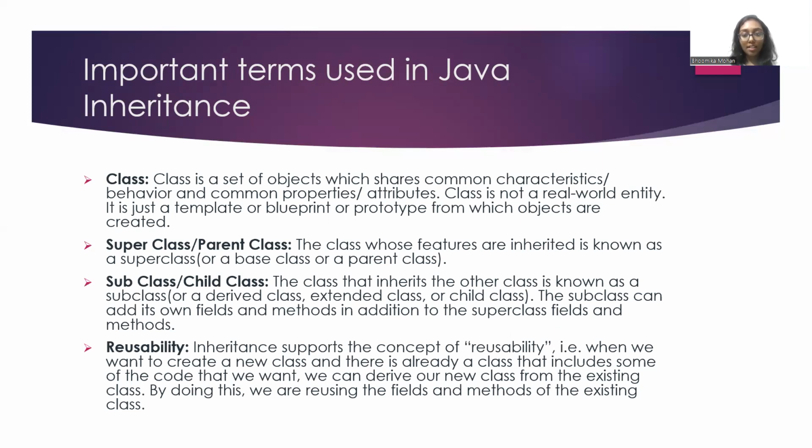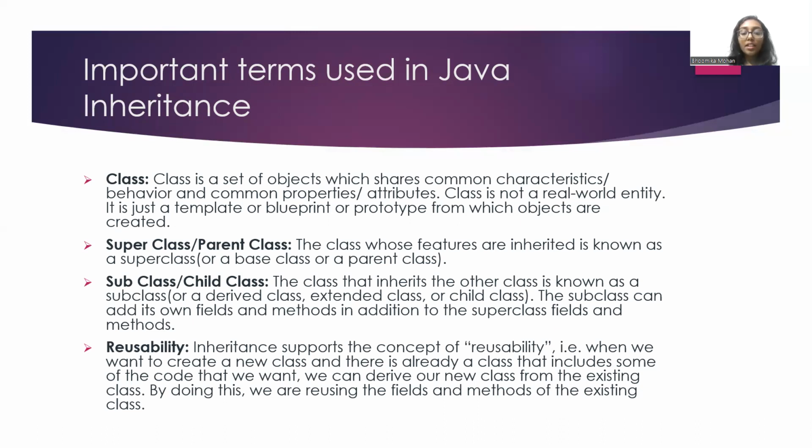Superclass or parent class. The class whose features are inherited is known as a superclass or a base class or a parent class. Subclass or child class. The class that inherits the other class is known as a subclass or a derived class, extended class, or it is also called a child class. The subclass can add its own fields and methods in addition to the superclass fields and methods.